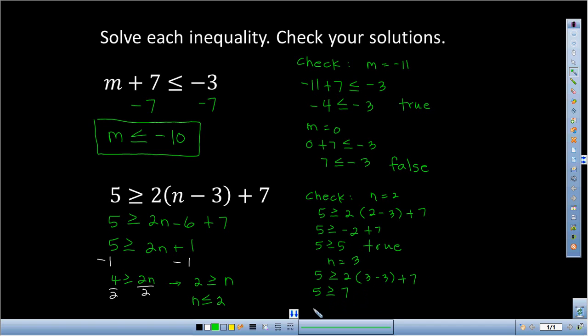When we look at the statement 5 is greater than or equal to 7, we know that's not a true statement, that's false. And so that means that 3 is not a possibility or not a possible solution. So we verified that n must be less than or equal to 2.